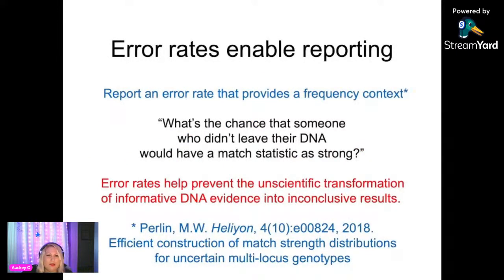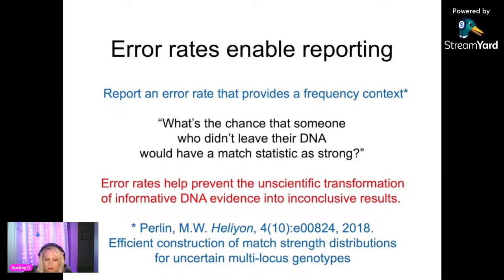Under the Daubert standard of admissibility for scientific evidence, error rates are a major prong. Error rates enable the reporting of all likelihood ratios. Scientists can report an error rate that provides a frequency context that makes the evidence understandable to a trier of fact. This frequency context can answer a question such as, what's the chance that someone who didn't leave their DNA, like someone on the jury, would have a match statistic as strong as the one reported against the defendant?